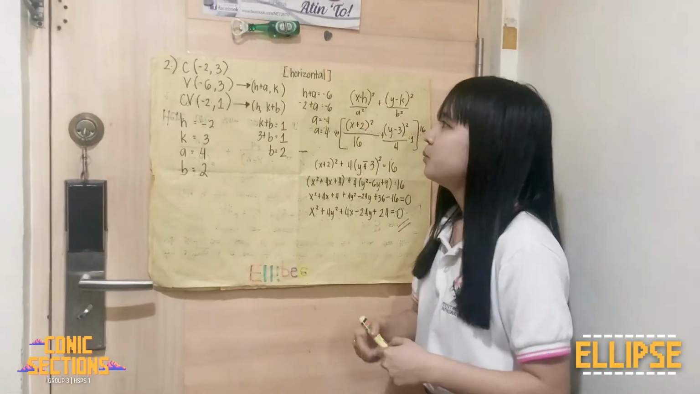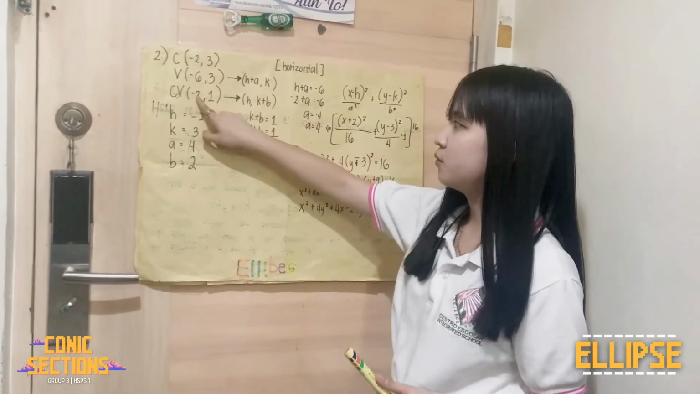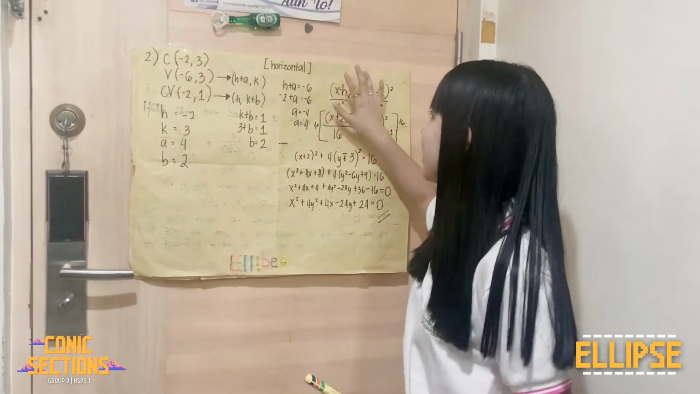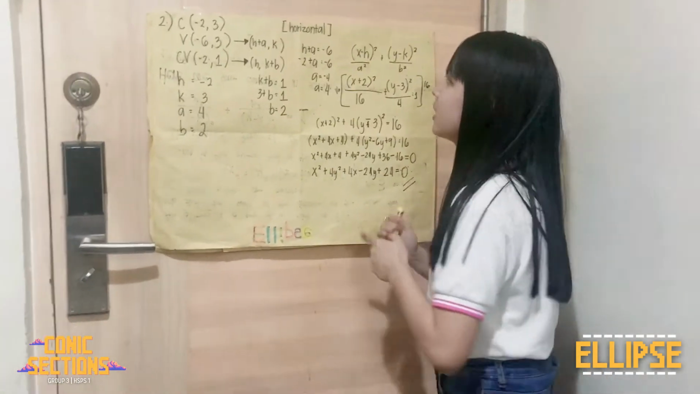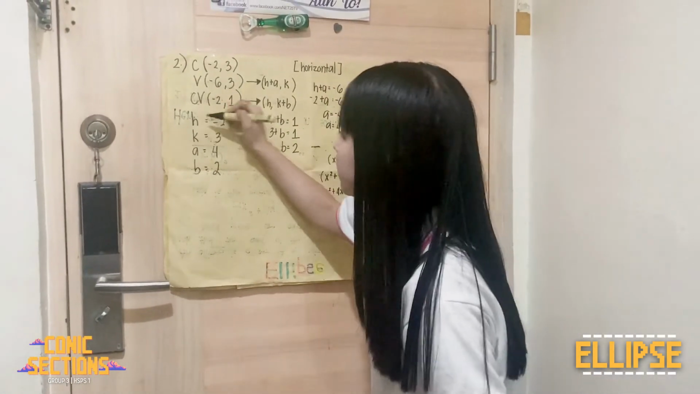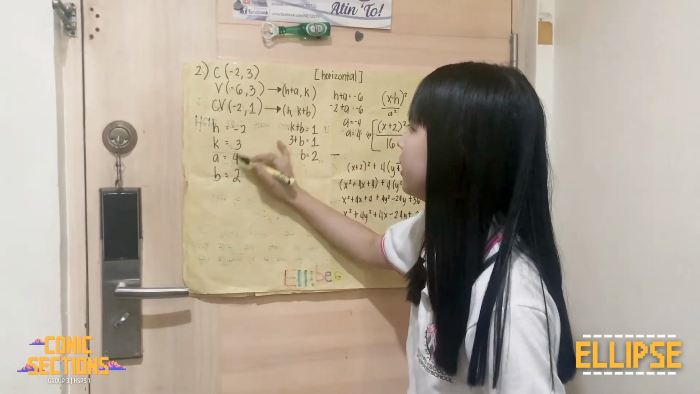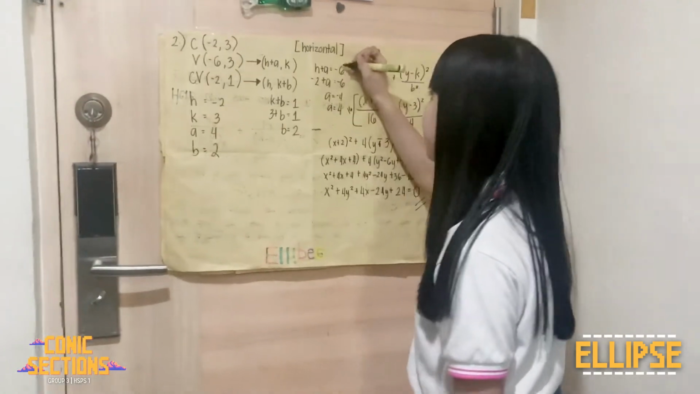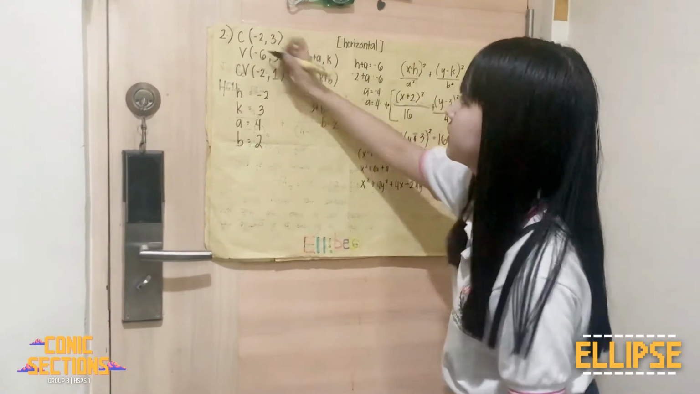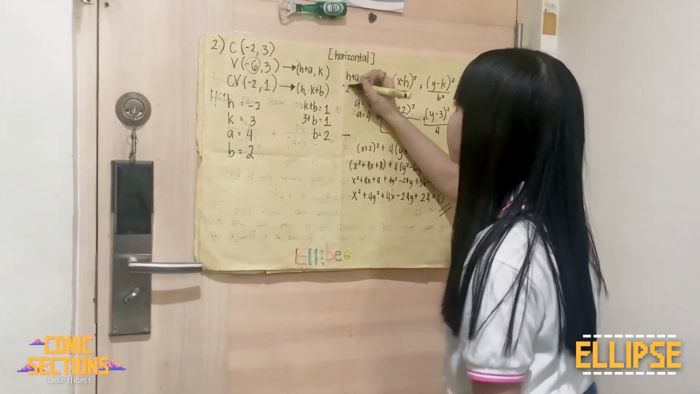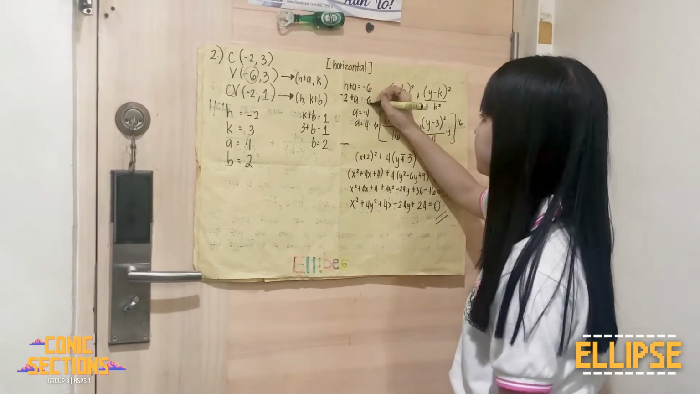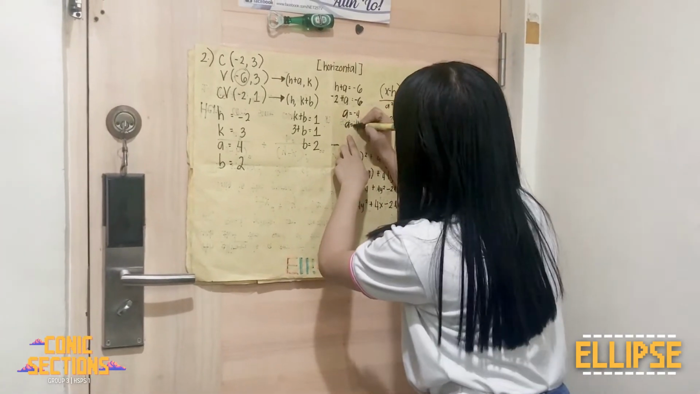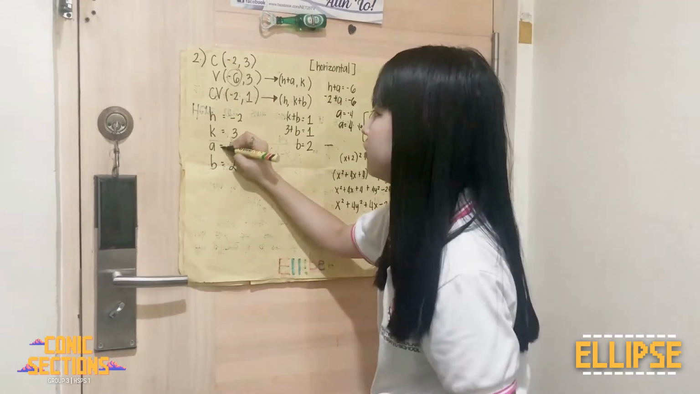For the next example, we are given the center, the vertex, and the covertex. So since the center is given, it is easy for us to know if the axis is horizontal or vertical. So the axis is horizontal, and the h is negative 2, and k is 3. So we have to identify first a and b. So using the formula again, we have h plus a equals negative 6, since here is the vertex. Negative 2 plus a equals negative 6. The a is negative 4, so the a must be positive, so we change it into a positive number. So a is equal to 4.